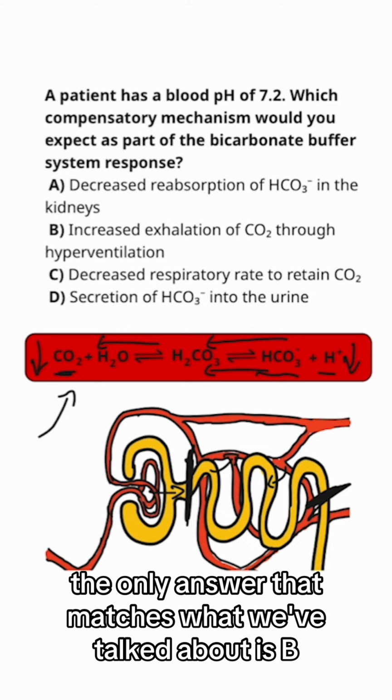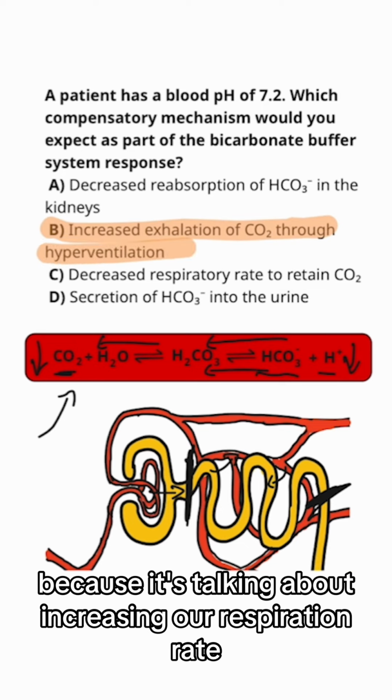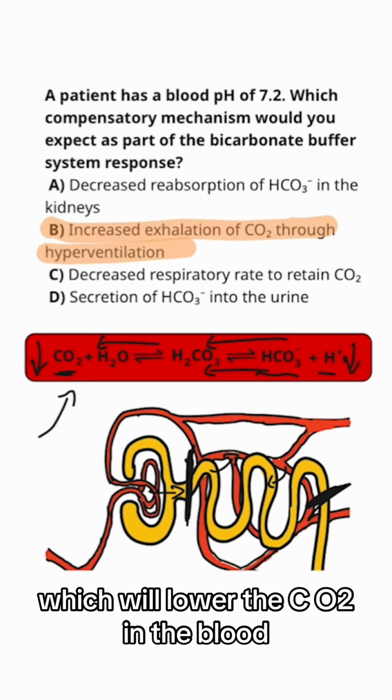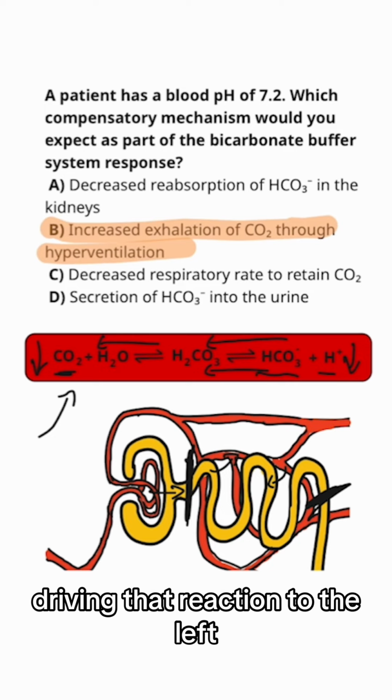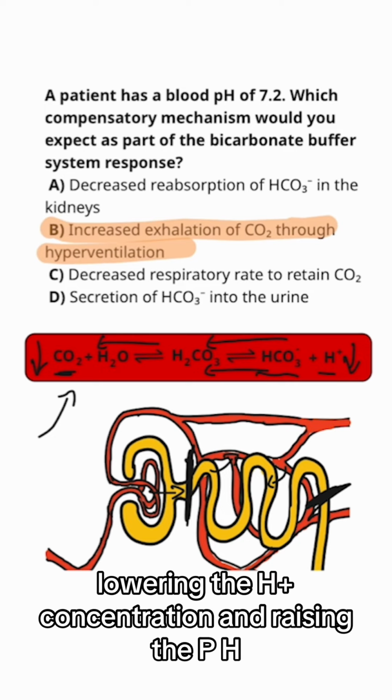And the only answer that matches what we've talked about is B, because it's talking about increasing our respiration rate, which will lower the CO2 in the blood, driving that reaction to the left, lowering the H plus concentration, and raising the pH.